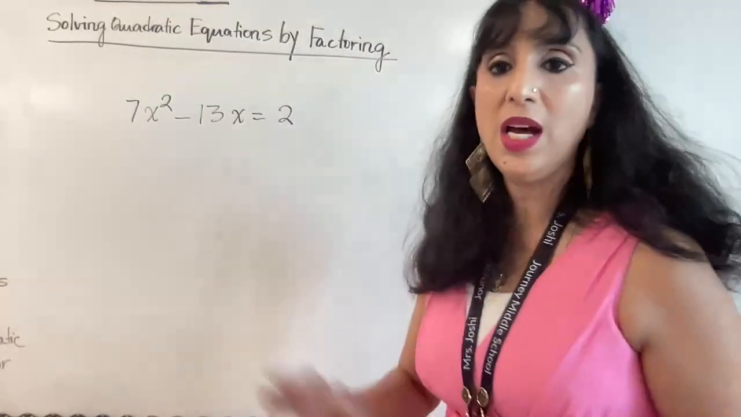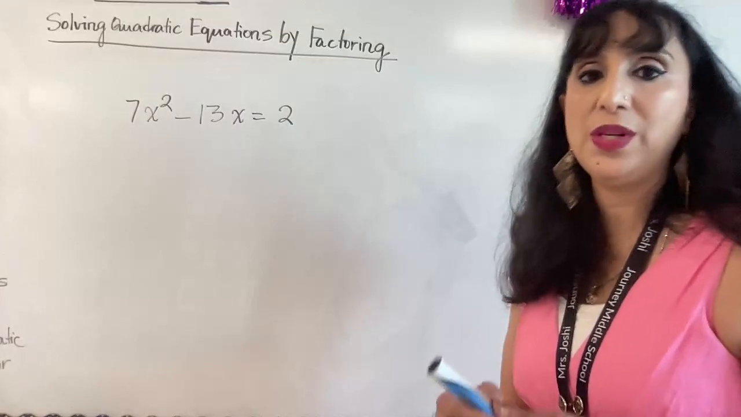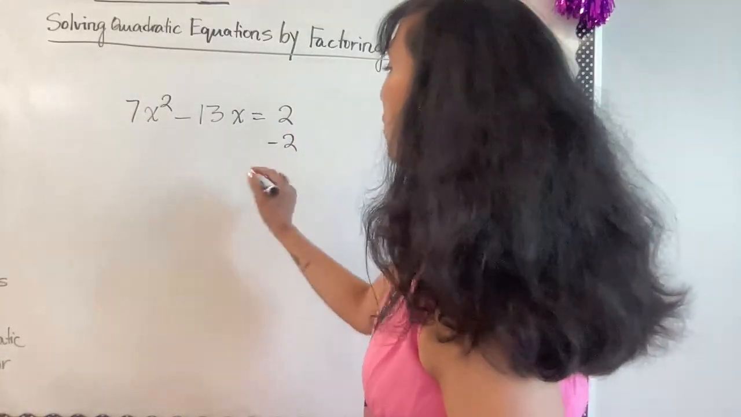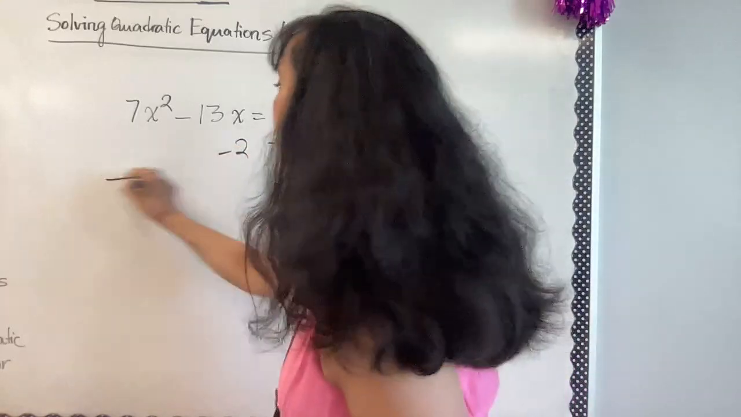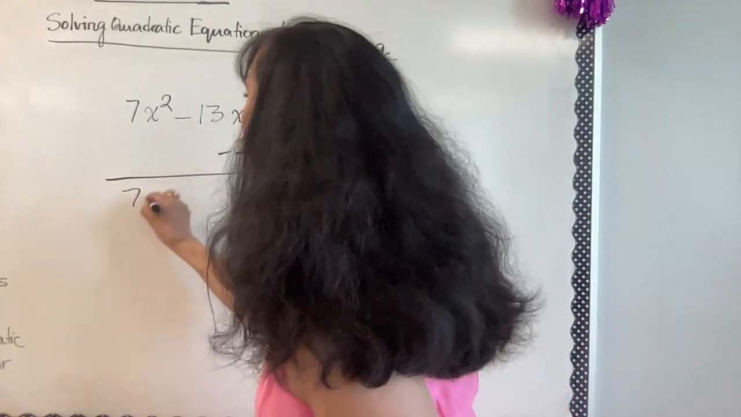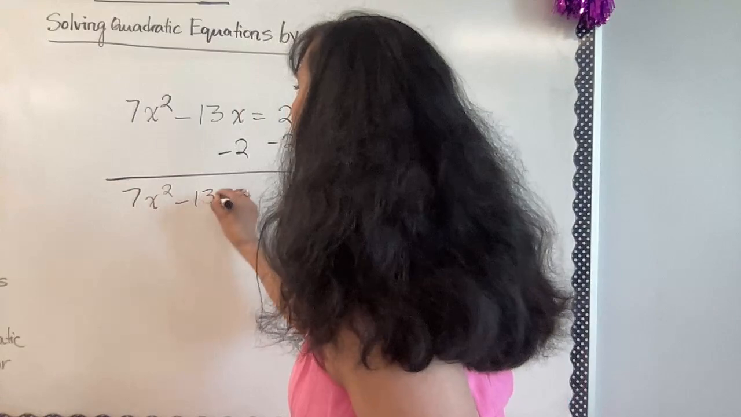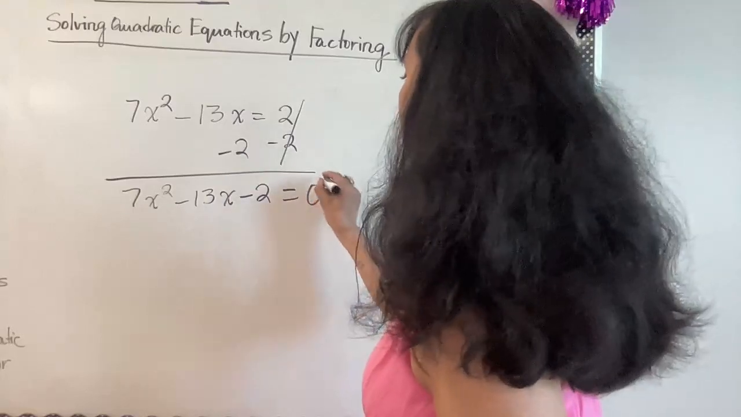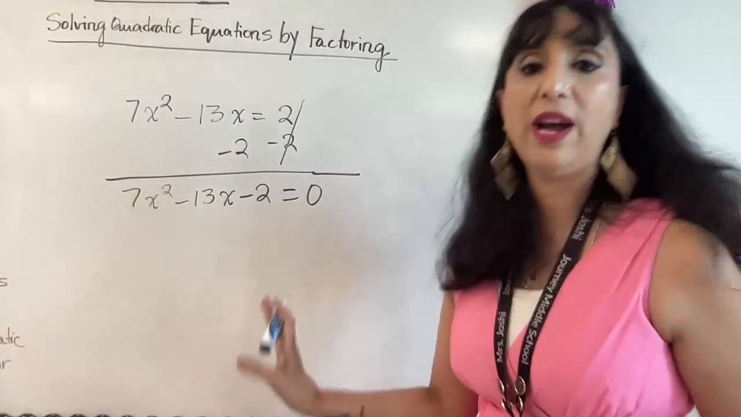So here's one trinomial once again. I've got to put it in the correct format. So I am going to subtract 2 from both sides of the equation. So I get 7x squared minus 13x minus 2 is equal to 2 minus 2 gives me 0. So now I have it in the correct format.